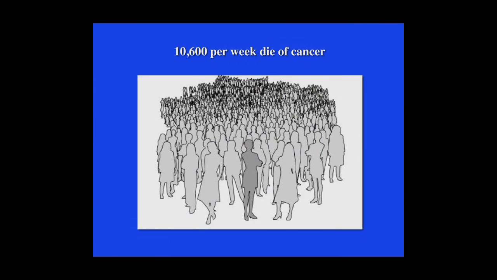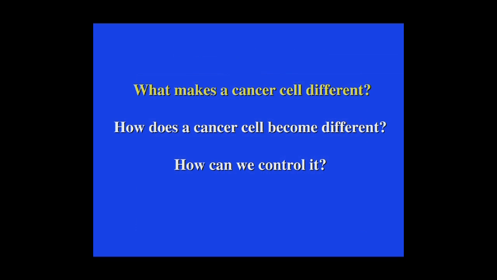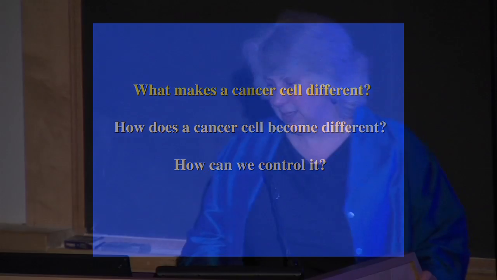This is the startling statistic that over 10,000 people per week die of cancer in the United States. That's a lot of people. And if we could lower that number, that would be fantastic. And so today what I'd like to do is address three questions with you. What makes a cancer cell different in your body? How does a cancer cell become different? And how can we control it? If we could get to the bottom line, that would be really fantastic.